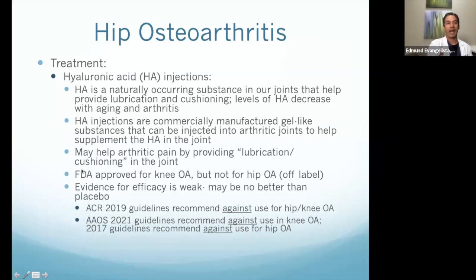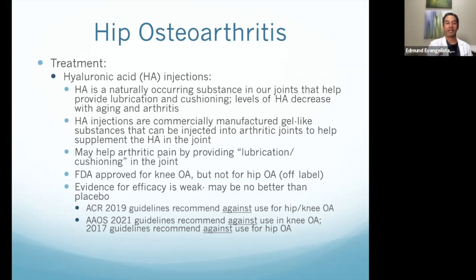What about hyaluronic acid injections, or HA injections? Hyaluronic acid is a naturally occurring substance in our joints that can provide lubrication and cushioning. And we know that with aging and with arthritis, the levels of HA in the joint are decreased. So hyaluronic acid injections are commercially manufactured gels, a gel-like substance that we can inject into the joint that can help supplement or replenish the HA in the joint. These injections may help arthritic pain by providing a lubrication or cushioning in the joint.